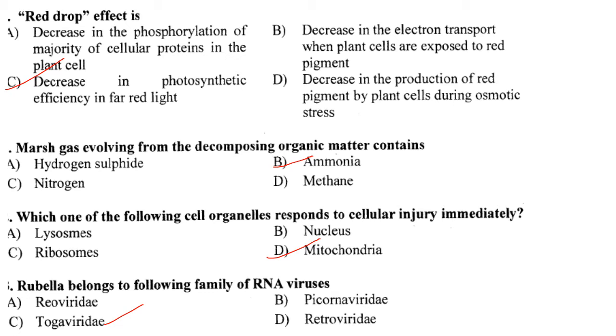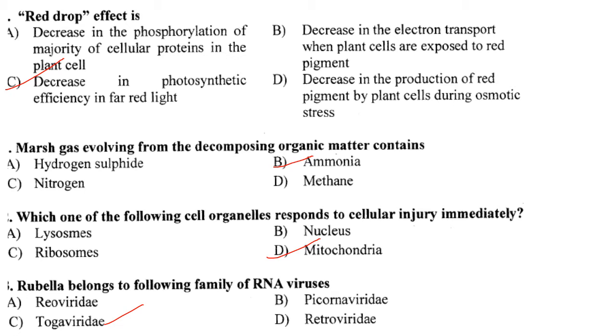Okay. So next one, red drop effect is a decrease in photosynthetic efficiency in the far red light. Answer is option C. Marsh gas evolving from the decomposing organic matter contains ammonia. Answer is option B. Which one of the following cell organelle responds to cellular injury immediately? It is mitochondria. Answer is option D.